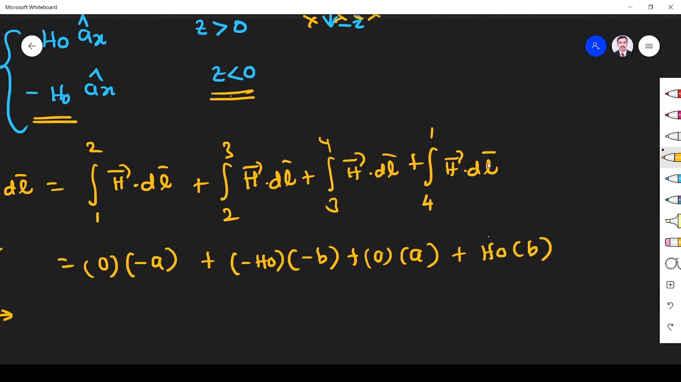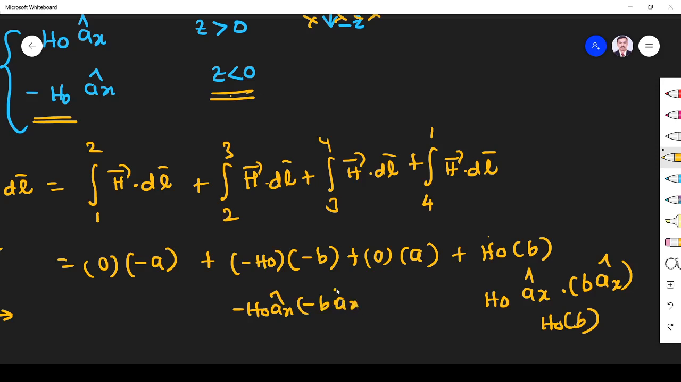You may ask, sir, this is the dl, this is a vector. Now how can you say? You see h naught, in which direction is the unit vector? It is in the positive x direction. The length is b, and the vector is in which direction? Ax dot ax is 1 only, so it is h naught b. Similarly here also it is going minus h naught ax, this is minus b ax, the ax dot ax gives h naught b only. So that's what I have done simply.